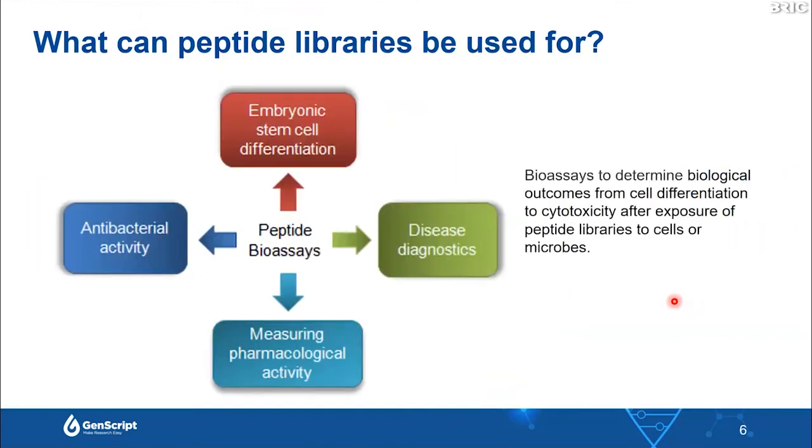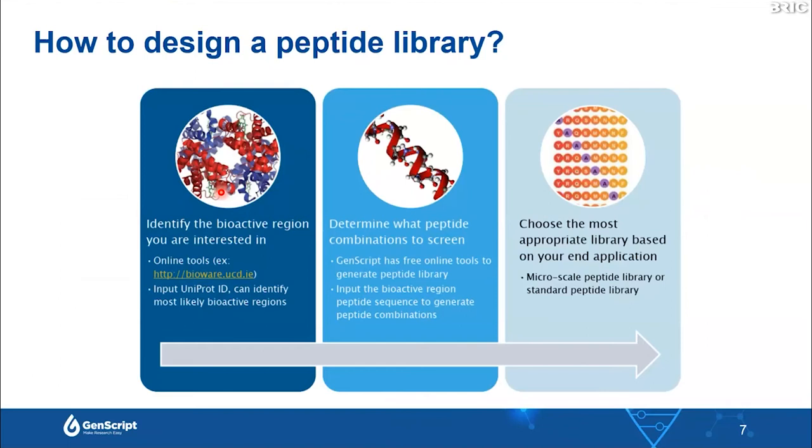Other uses of peptide libraries are in peptide bioassays. For example, peptide libraries could be presented to embryonic stem cells to understand the mechanism of stem cell differentiation, the triggers for stem cell differentiation. It could also be used in disease diagnostics. The assay will be similar to that of identifying cancer biomarkers or epitope identification, or it could also be used to optimize drugs for improved antibacterial activity. So peptide libraries could be presented to the microbes to identify the best peptide sequence that could elicit antibacterial activity. So considering the many applications for peptide libraries, how can we generate or design a peptide library?